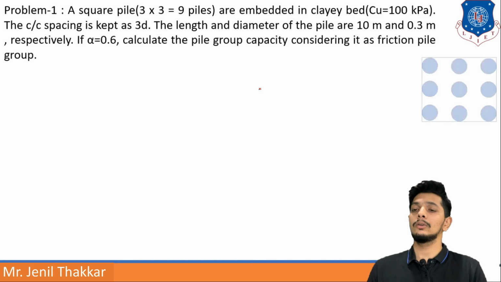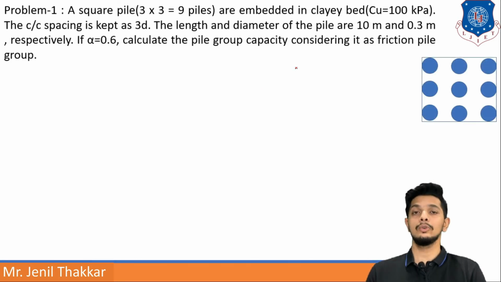Moving forward to problem number 1. Problem 1 is on the efficiency of a group or grouping of piles. A square pile group of 3 cross 3, 9 piles as shown in the figure, is embedded in a clayey bed. Now Cu is 100 kPa. Kilopascal can be written as Newton per mm square. The CC spacing, that is the center to center spacing, is kept as 3d, or we can say 3 times the diameter.